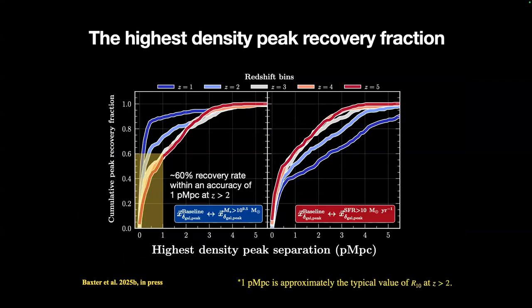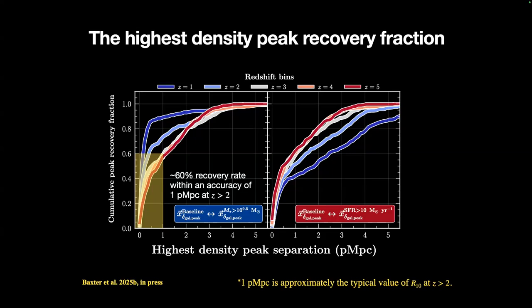Now to show you the statistical results. This is the peak recovery fraction: how often do you recover the location of the highest density peak correctly, as a function of separation between where you are saying it is from your sample versus where it actually is. Let's say you want that to be within one physical megaparsec, because that's the size of the core, R10. So that's this. The different lines here are a cumulative fraction, and the different colors are redshift, so blue is low redshift out to red at high redshift.